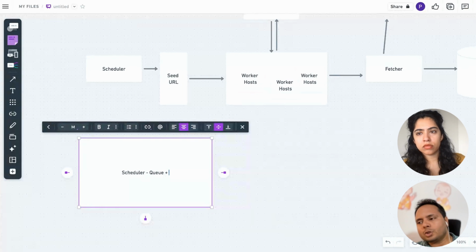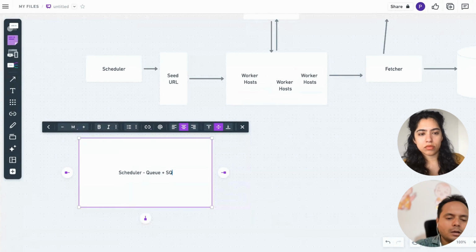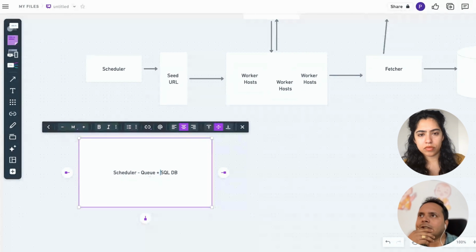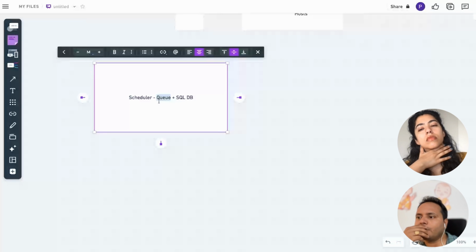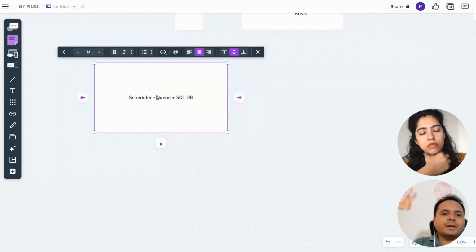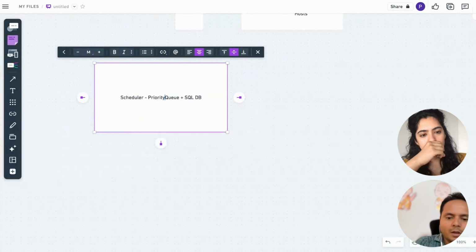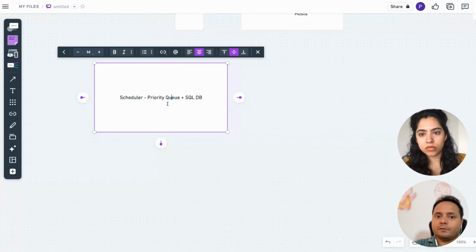And I would also add a SQL database to this one. I'm thinking this will serve us two purposes. One is that in the queue, we can store the information about the URLs. It can be a kind of a priority queue, which might be used to specify the priorities of the websites. For example, news websites might have, as we discussed, a higher priority.